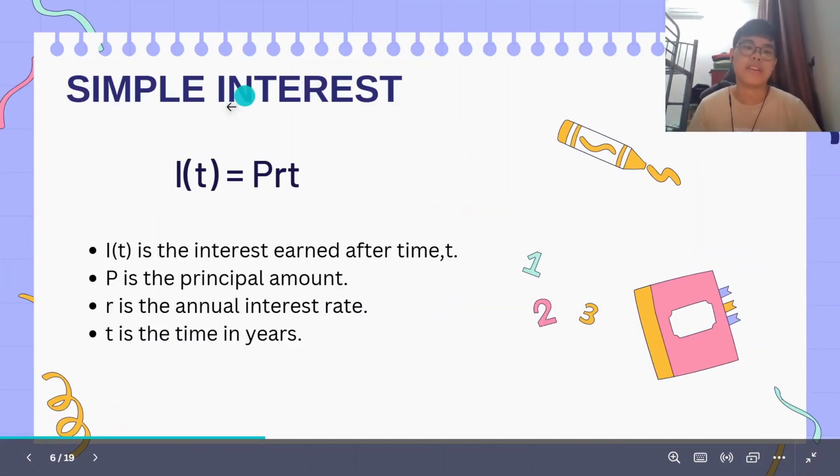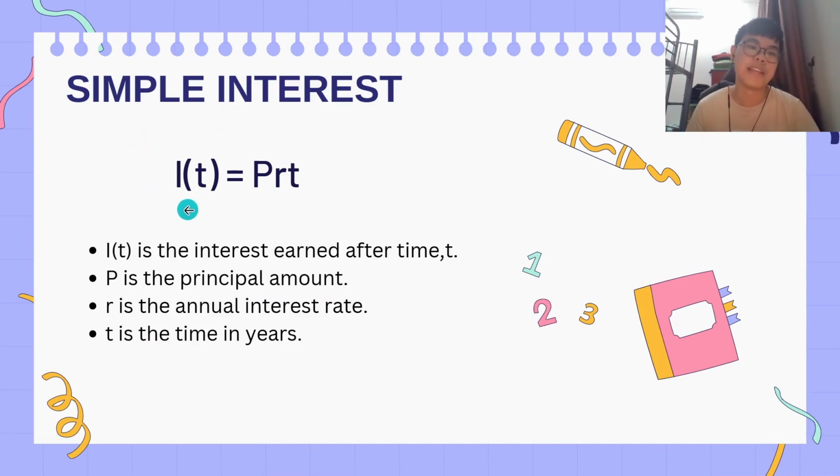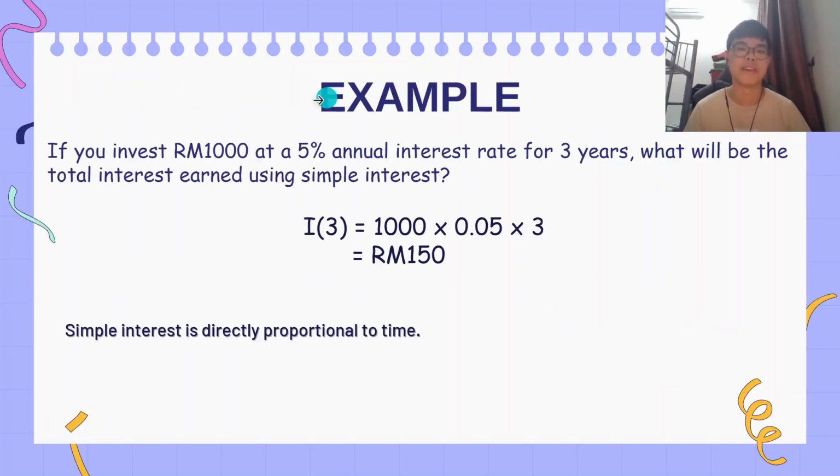This is the equation for the simple interest. I_T equals P times R times T. It is I_T equals to PRT. I_T is the interest earned after time T. P is the principal amount. R is the annual interest rate, and T is the time in years. Okay, for the example, if you invest 1000 ringgit at a 5% annual interest rate for 3 years, what will be the total interest earned using simple interest?